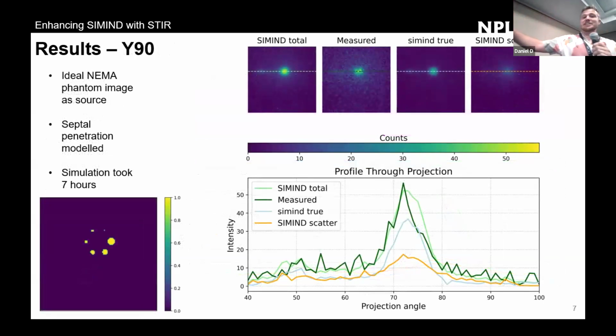And so a similar thing for yttrium-90. This takes a lot longer because septal penetration is modeled here. So this takes about 7 hours. And again, we've compared this to the measured data.